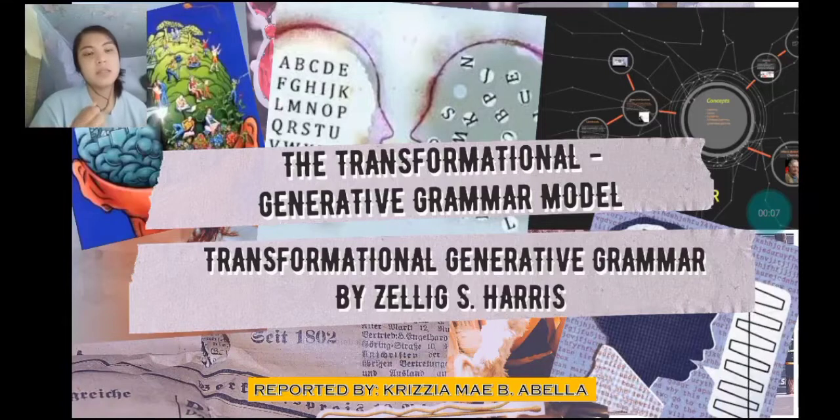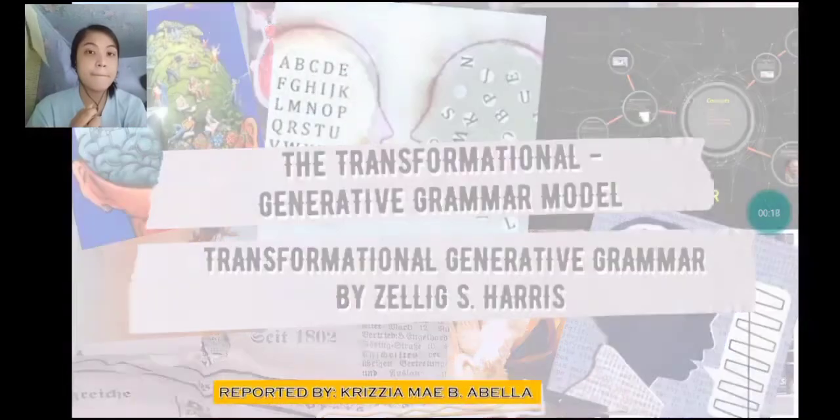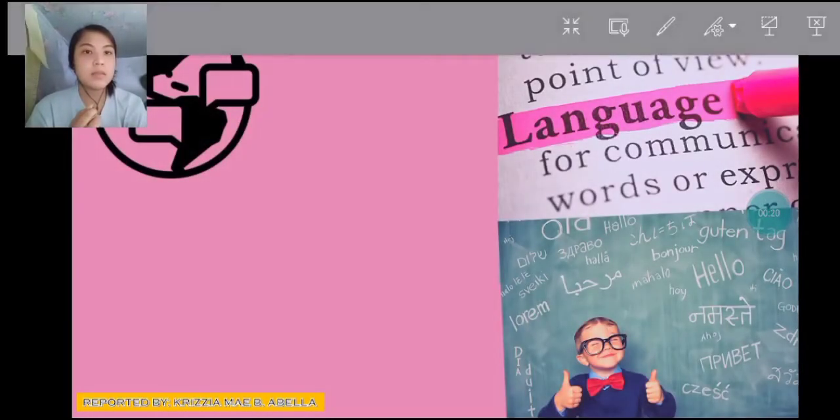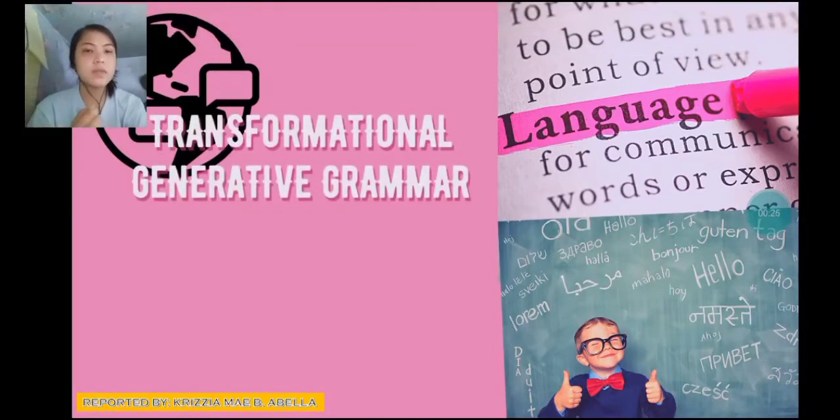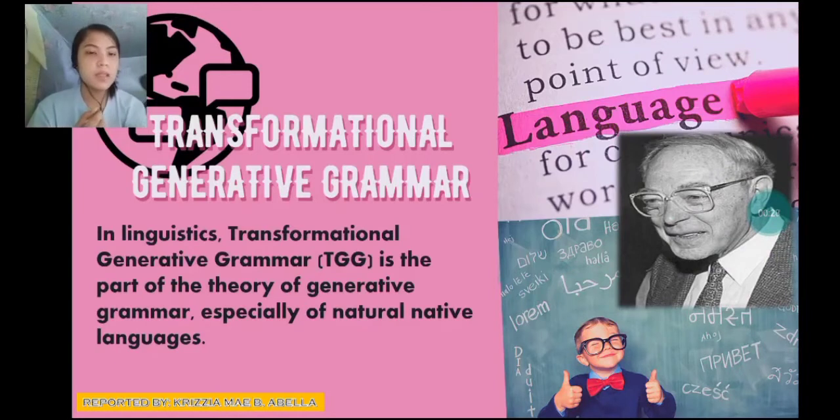To explain the topic about the transformational generative grammar model. Transformational generative grammar, or TGG, is part of the theory of generative grammar, especially of natural language. So TGG is a branch of generative grammar theory in linguistics that focuses on natural language.